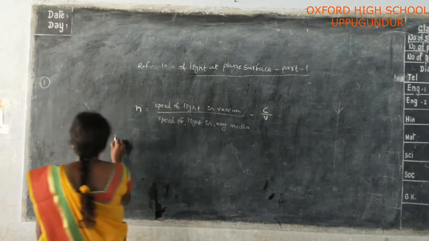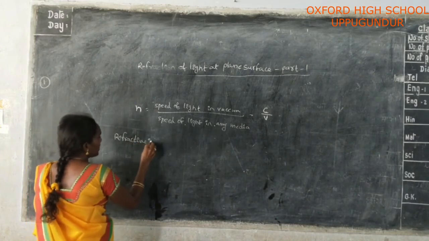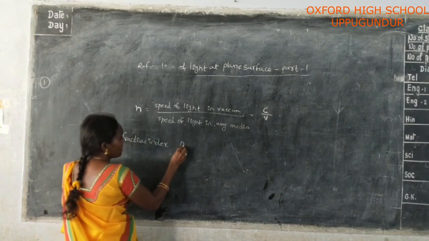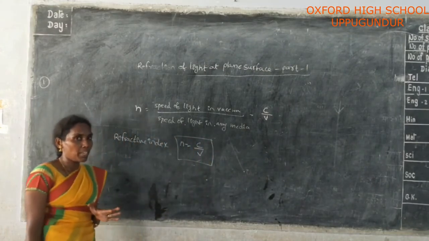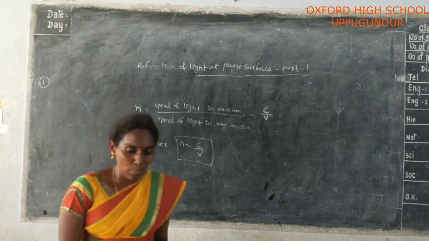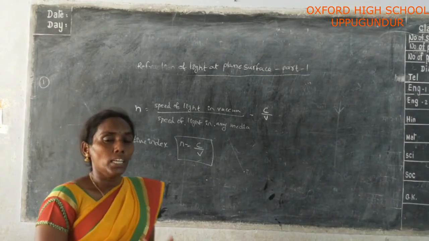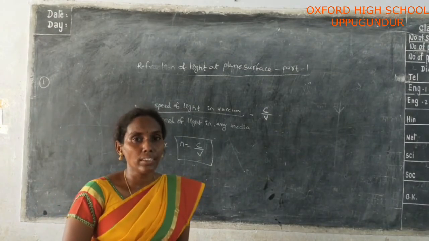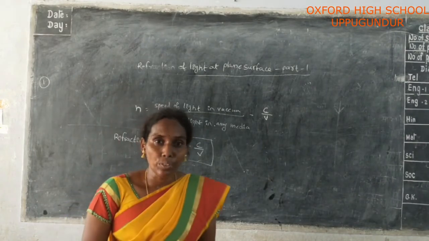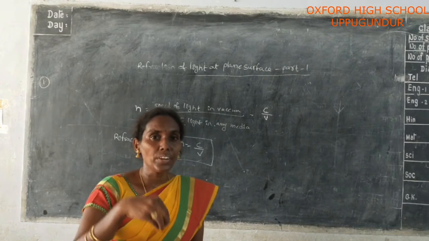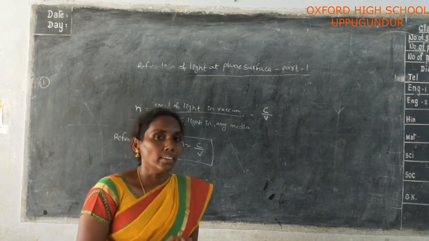Here the refractive index n is equal to c by v. This is the formula to find out the refractive index of any material. Refractive index is nothing but the ratio of speed of light in vacuum to the speed of light in any media. Based on the refractive index, we can easily define the rarer medium and denser medium.